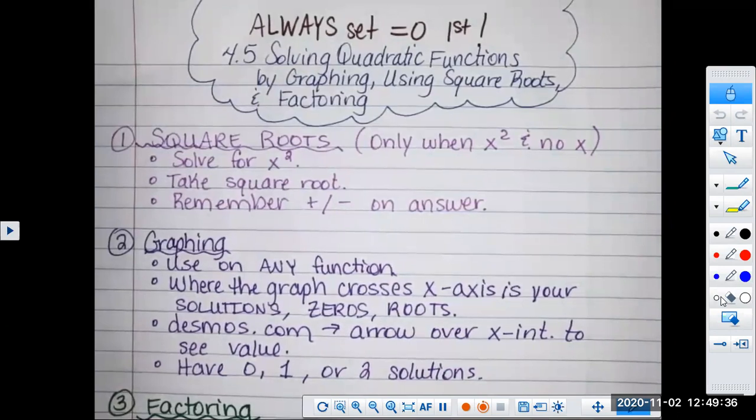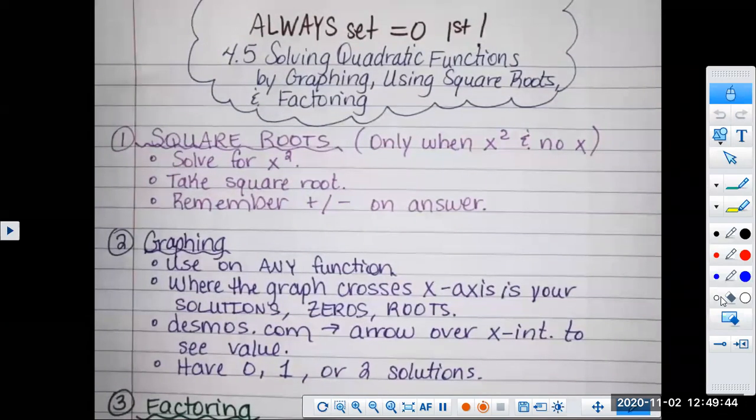Okay, in the last few sections of chapter 4, we talked about how to graph quadratic functions in vertex form and graph in standard form. Then in 4.4, we looked at factoring. How's that homework coming along for you?